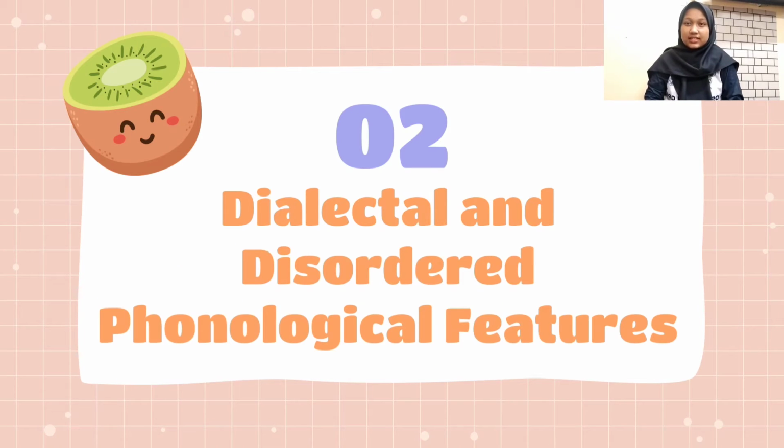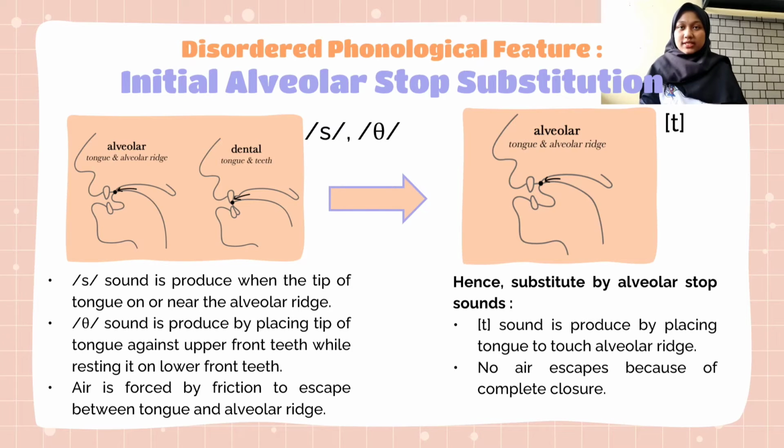The next question is about the discussion of the previous phonological processes according to dialectal and disordered phonological features. Firstly, a phonological process like stopping, mentioned before, shows a problem in producing the voiceless alveolar and dental fricatives, which are S and TH respectively, and thus it is considered a disordered phonological feature in which a person may have initial alveolar stop substitution. For example, when pronouncing the word sun, it becomes tun, or thing becomes ting.